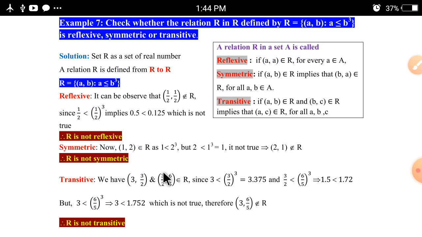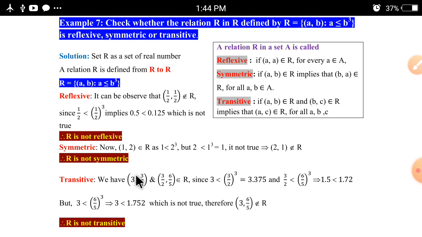Okay, then the next ordered pair (3/2, 6/5). These are real numbers, no doubt. Applying the definition, a is less than or equal to b cubed, and this ordered pair we compare with (b, c). Now here, 3/2 is less than (6/5) cubed. The value of 3/2 is 1.5 and the value of (6/5) cubed is 1.728. Do you agree? Is it right? Yes, exactly, it is true.